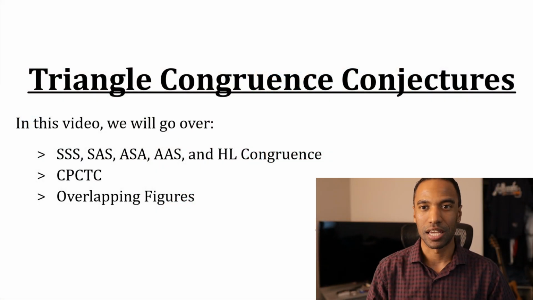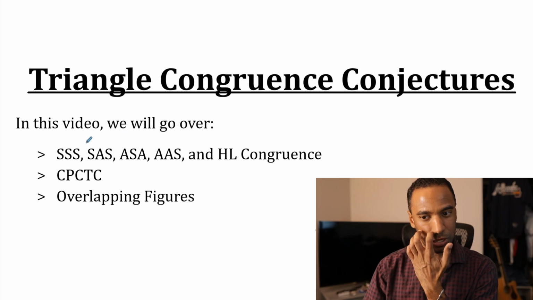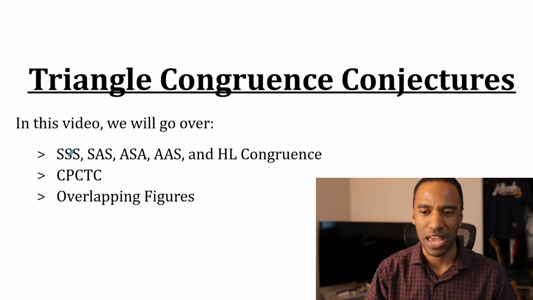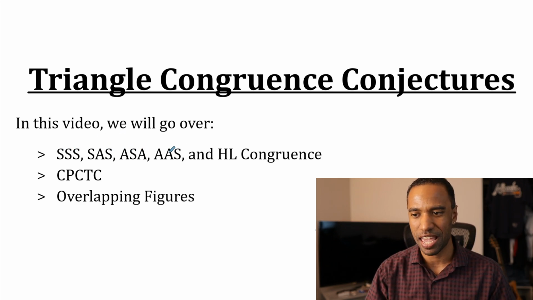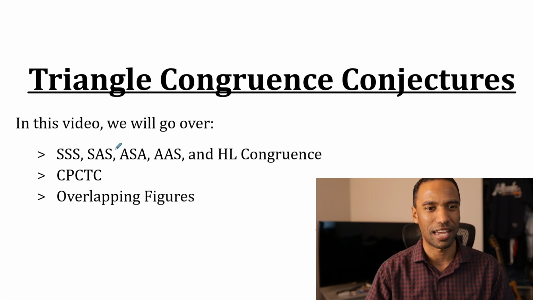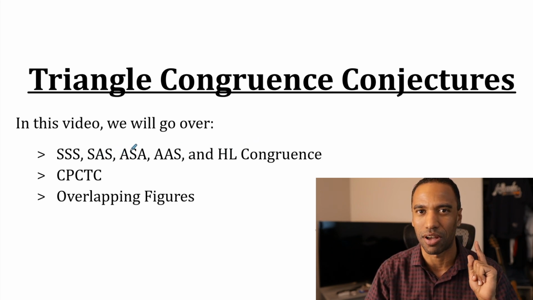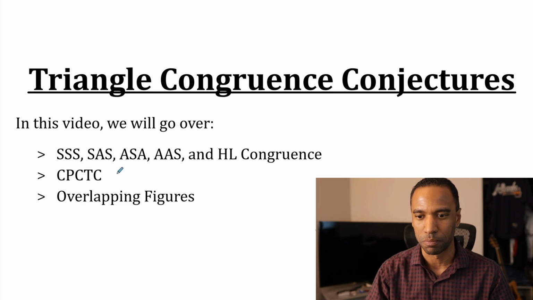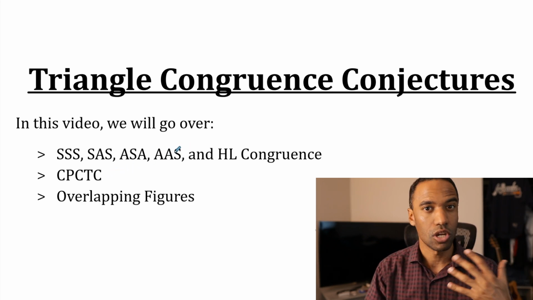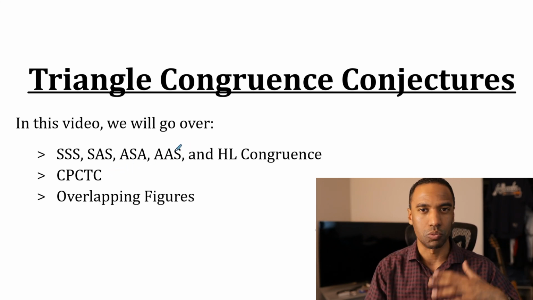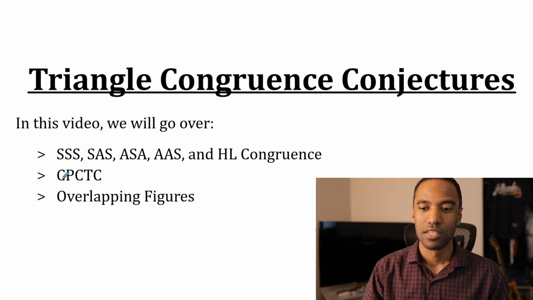We are going to be looking at triangle congruence conjectures. These specific ones that are abbreviated right here: SSS, SAS, ASA, AAS, and HL. What the heck do those things mean? We'll figure it out on the very next slide, at least the first four. Some other ones that don't work, of course, just to make sure that you don't use them.